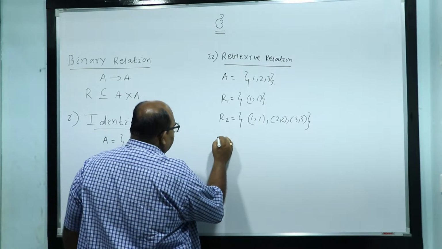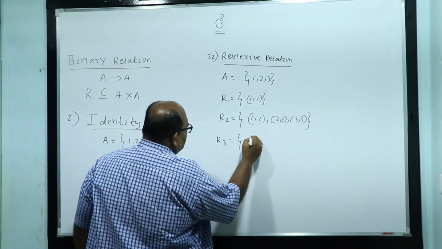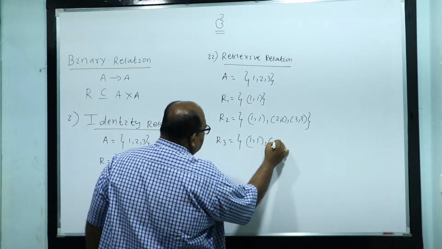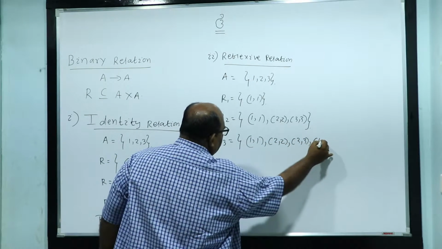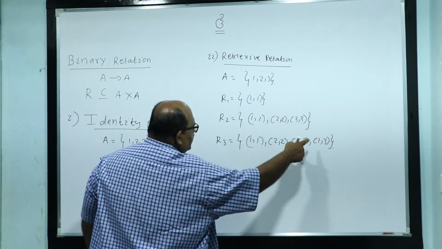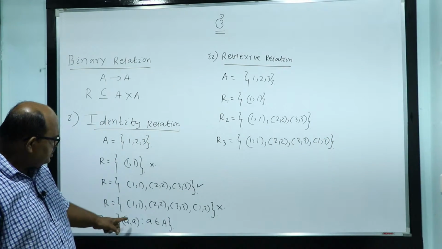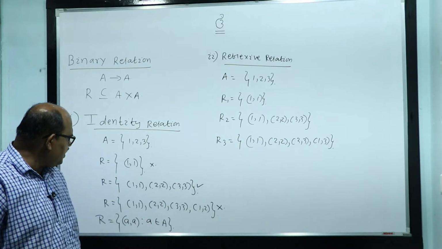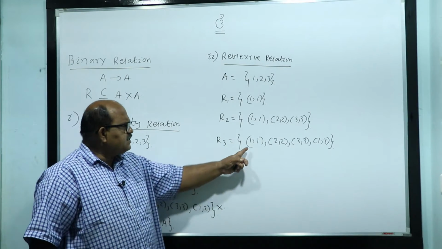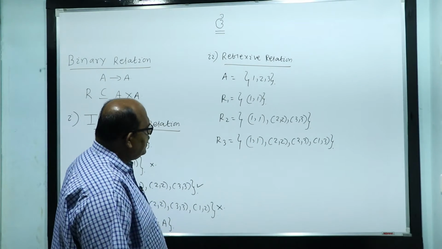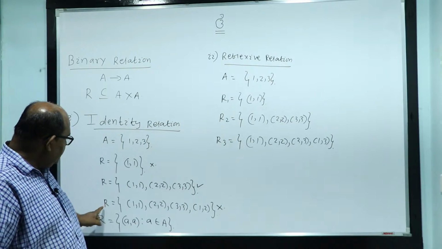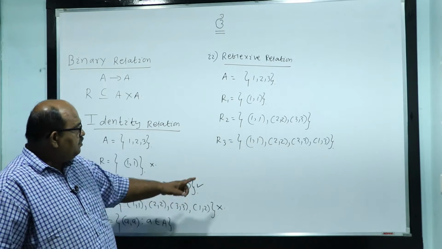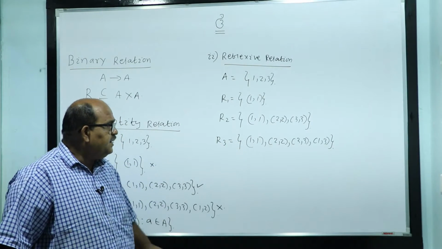Now write another relation {(1, 1), (2, 2), (3, 3), (1, 3)}, giving an extra ordered pair. Just like earlier we gave the extra ordered pair (1, 2), here also an extra ordered pair (1, 3) is given. Now is it reflexive? Listen carefully. Here it was not identity, but is it reflexive?